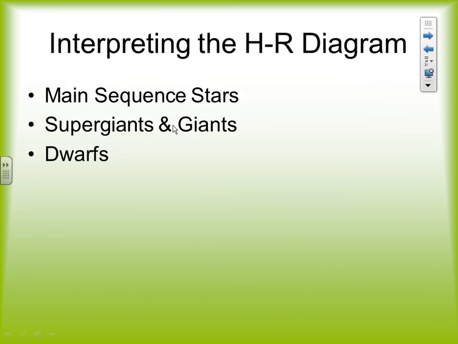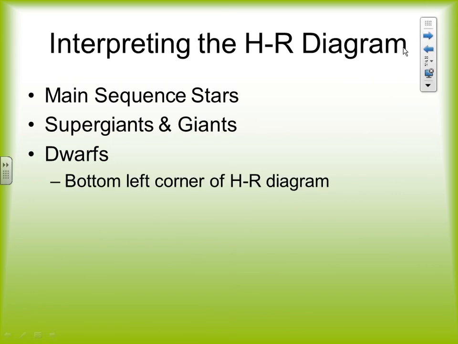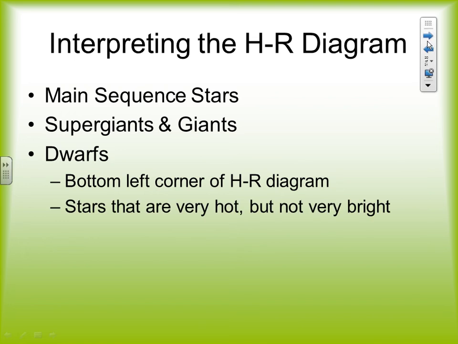Next, you got your dwarfs. Not offensive, right? Just what we call them. We're sensitive to their needs. So, bottom left-hand corner of the HR diagram. And because they're in the opposite corner from the giants and the supergiants, all of their characteristics are pretty much opposite of the giants and the supergiants. They're very hot, but not very bright.